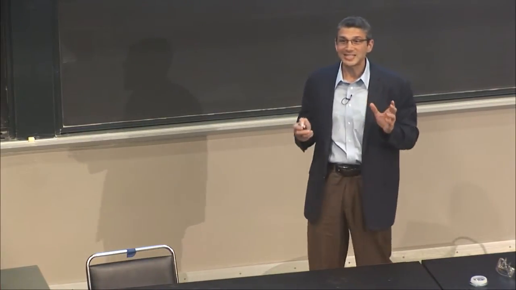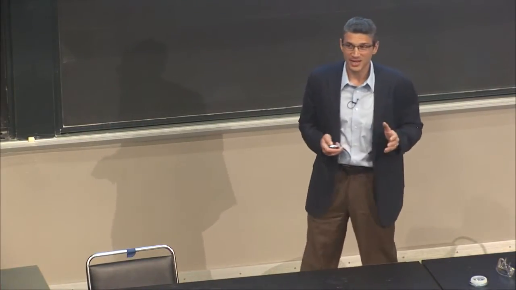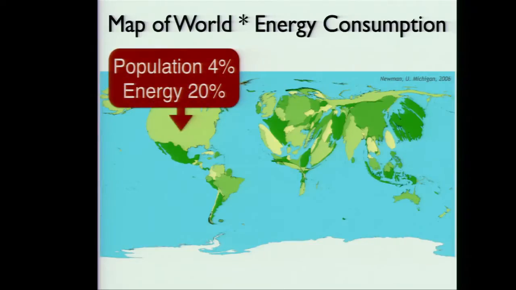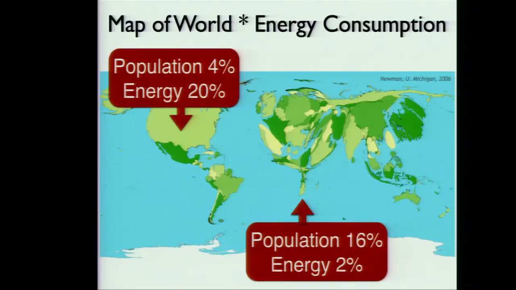First of all, it's not fair. It's just not fair, okay? This is a map of the world scaled by energy consumption. So what you're seeing is that, for example, in the US, we're bloated, right? We have only 4% of the population of the world, but we use 20% of the world's energy. Whereas in other places like Africa, you've got 16% of the population of the world, but they only use 2% of the world's energy. Not fair.